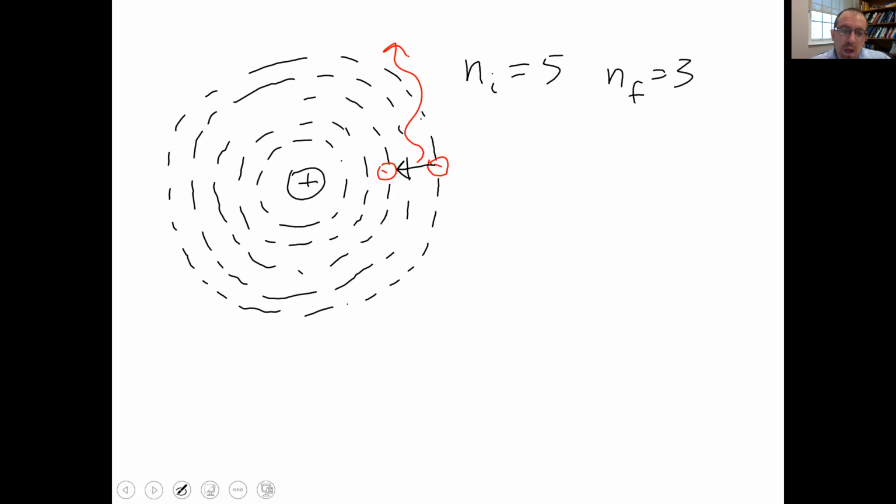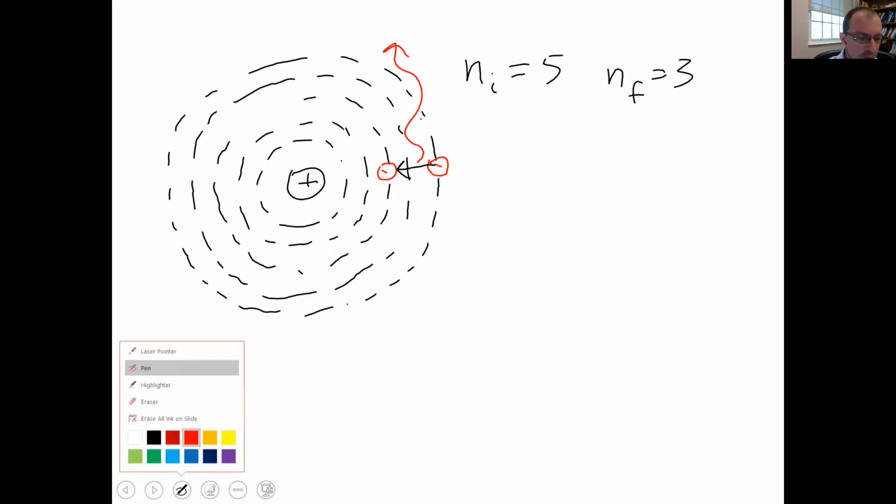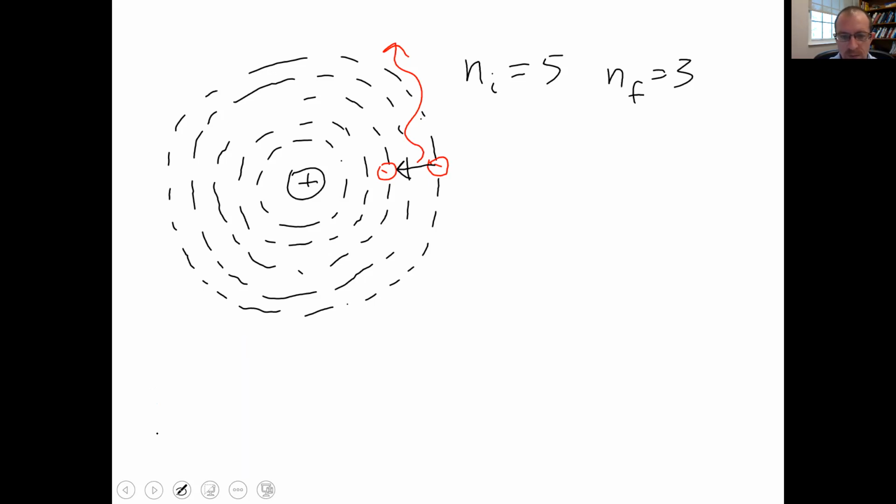Okay. It would be nice if we had a quantitative relationship here between our final and initial orbitals and the light that's given off. We do actually have this relationship. It's on the very top of your lab. This is our Rydberg equation. It says that 1 over the wavelength of this light is equal to z squared times the Rydberg constant times 1 over n final squared minus 1 over n initial squared.